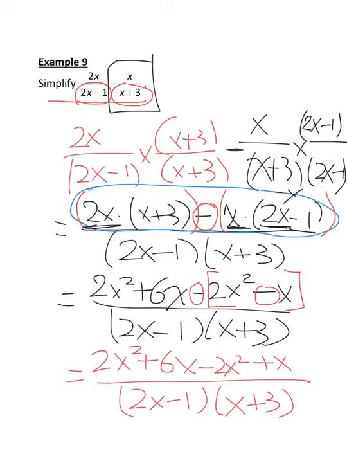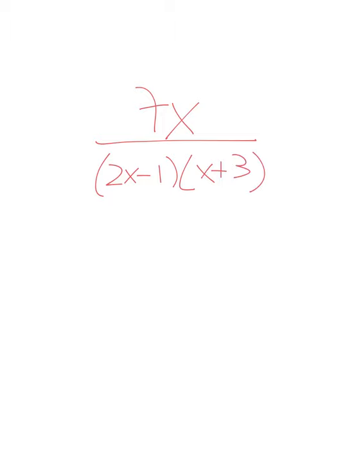So the final answer should be: 2x squared minus 2x squared becomes 0, and 6x plus x becomes 7x. So lastly, the answer should be 7x divided by 2x minus 1 times x plus 3. That should be the answer.